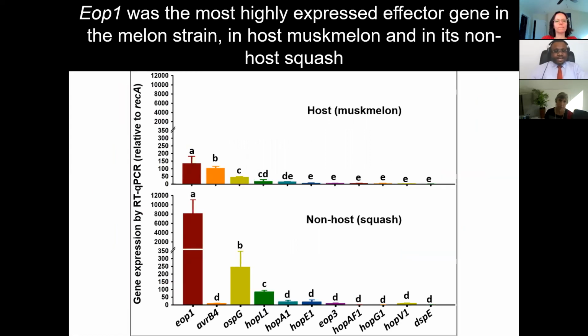So among the effector genes we examined in the melon strain, what we actually found out was that Eop1 was the most highly expressed. And this Eop1 was actually most highly expressed in melon, and interestingly also on its non-host squash. Although we had additional genes that were being expressed, I'm just gonna leave this here for now, because those names could be very, very confusing. Just trust me. I've fought with this for a while, but I'm just gonna make a reference to this as we move on in this presentation.